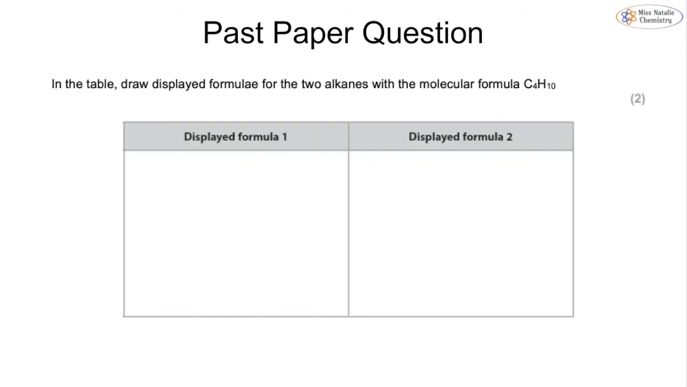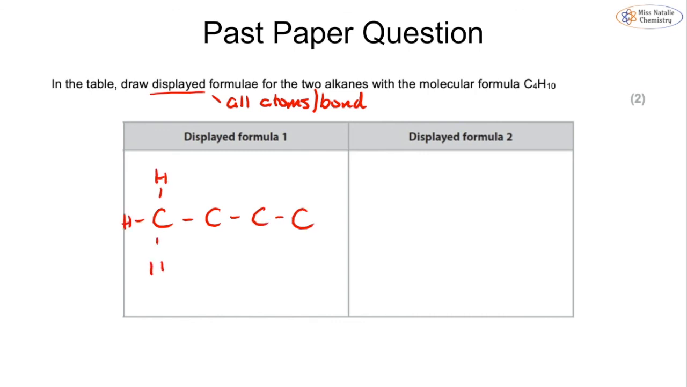And then in the table, we want to draw the displayed, so meaning all the atoms and all the bonds for the 2 alkanes with the formula C4H10. So when you get an isomers question like this, the first thing that you want to do is just put all the carbons in a row. So we have 1, 2, 3, 4. And then I'm going to add in my hydrogens, making sure that every carbon has 4 bonds. And that's my first displayed formula.